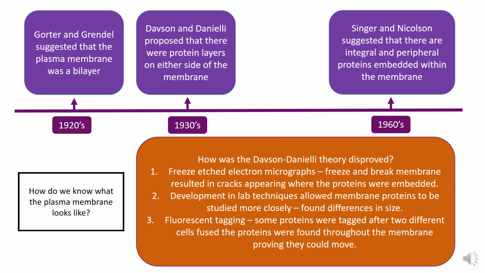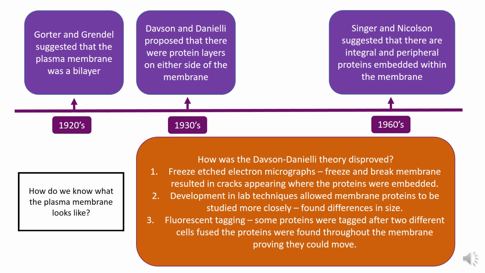This is where we freeze the membrane and then break it and look at the cracks that appear when you break the membrane. Because the proteins were embedded within it, the cracks cracked where the proteins were, so the arrangement of the cracks within that membrane suggested that actually the proteins were embedded as opposed to layers. There's also been development in lab techniques, which allows scientists to look more closely at the proteins, and they now know that the proteins are of different sizes, which suggests that they're not in layers, they are actually embedded.